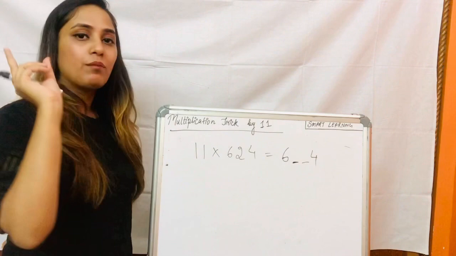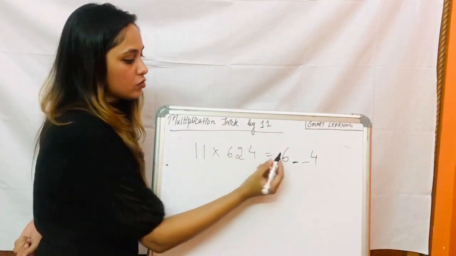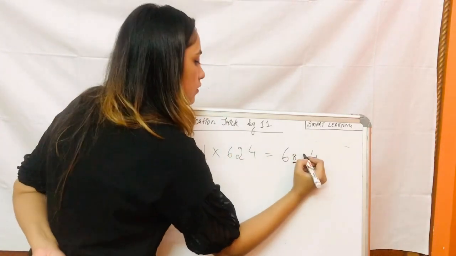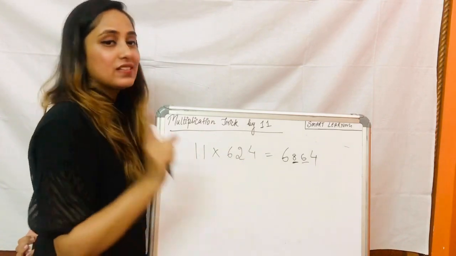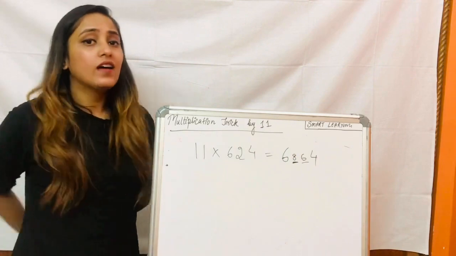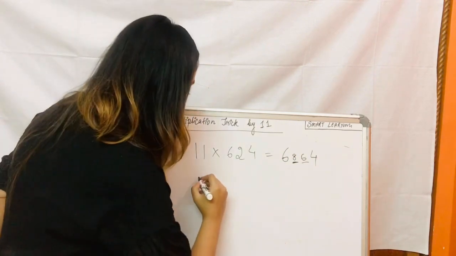Same way as you added there, you will add here too. 6 + 2 is 8, 4 + 2 is 6. So 11 multiplied by 624 is nothing but 6864. Simple. I'll take one more example to make it clear for you guys.